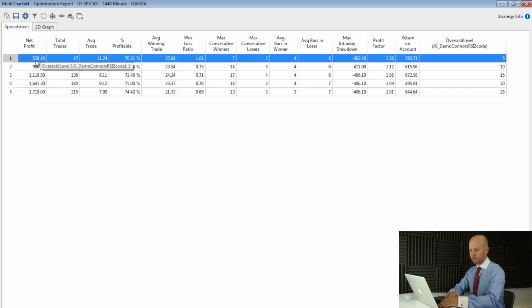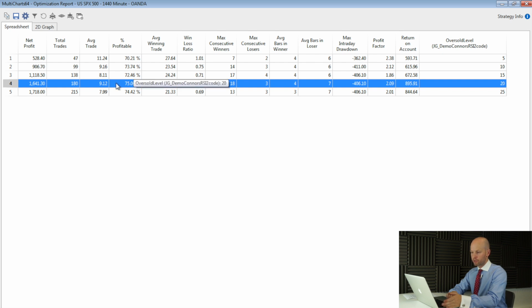We've already seen these results. Net profit 528 and percent profitable 70%. But look how the net profit increases as the level goes up, so the entries aren't as strict. And look at the amount of trades that go up as we slacken off the entry criteria. The average trade does come down a little bit, but not drastically. So looking at a level of around 20, the average trade is still reasonably high.